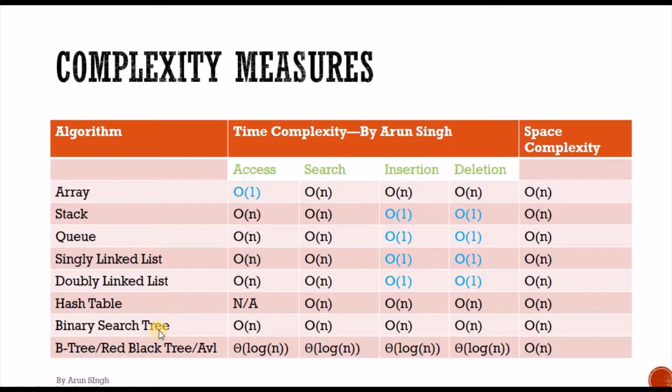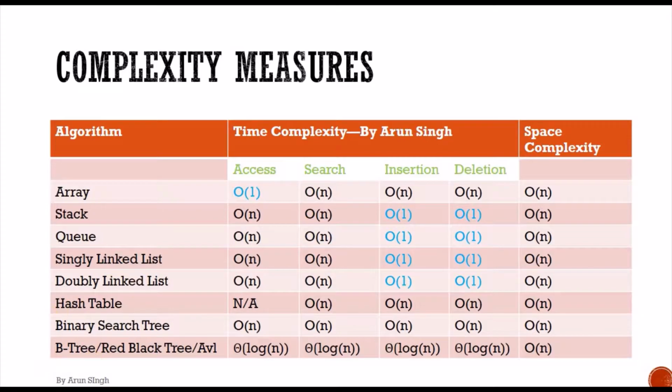Binary search tree. If you have to access elements, you have to access all the elements of the tree. If you have to search, then again search through all the elements of the tree. Insertion, again O(n), and deletion, again O(n). This is not a sorted binary search tree. This can be an incomplete binary search tree also.